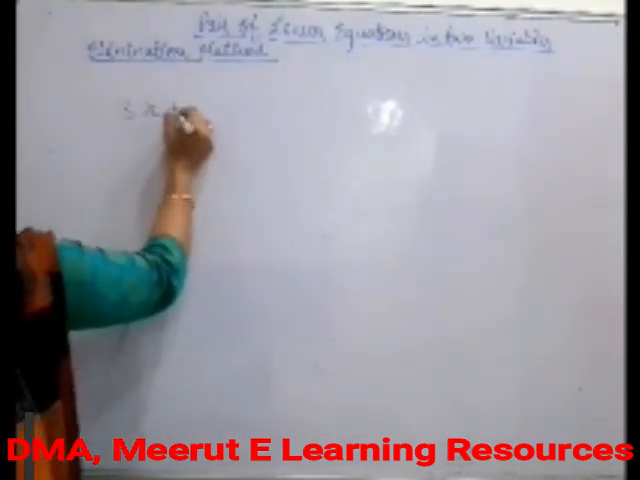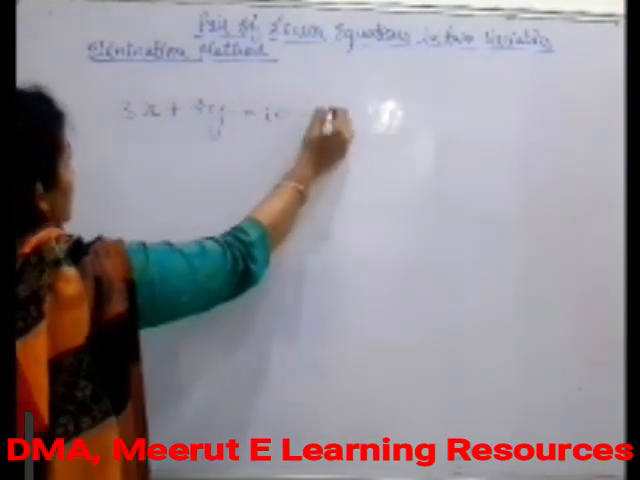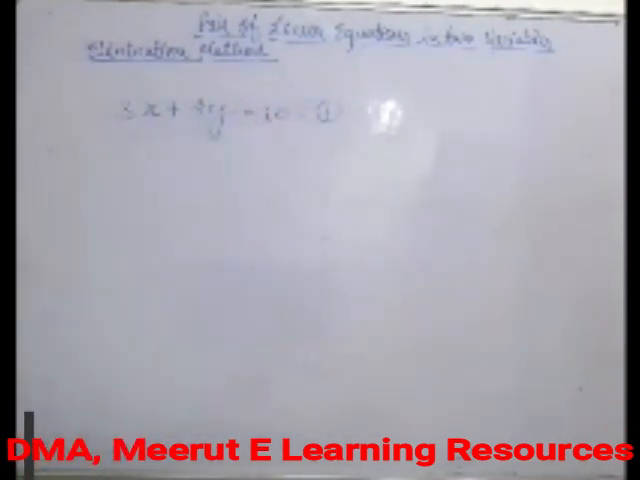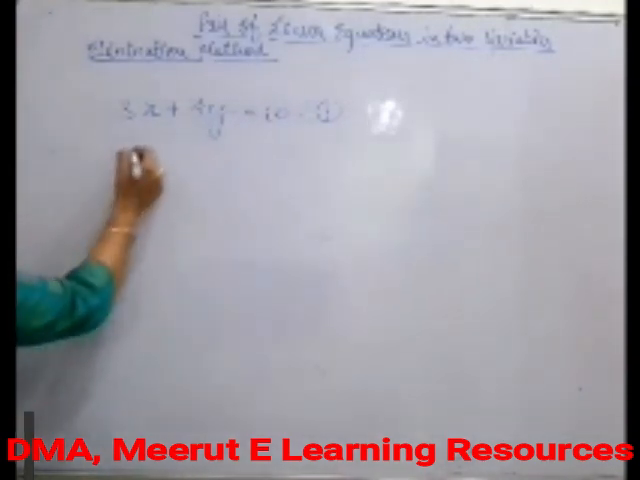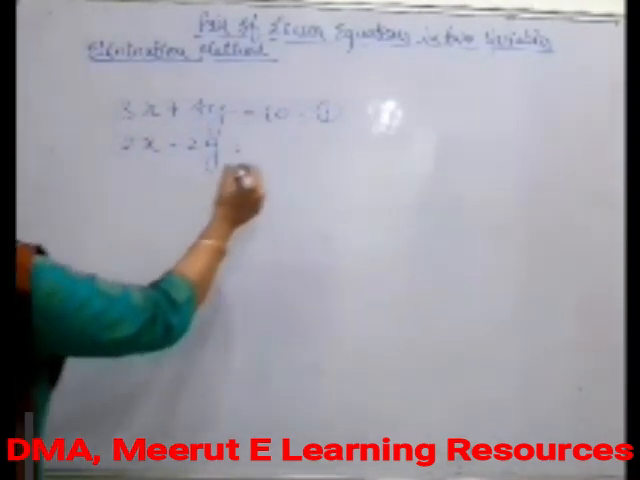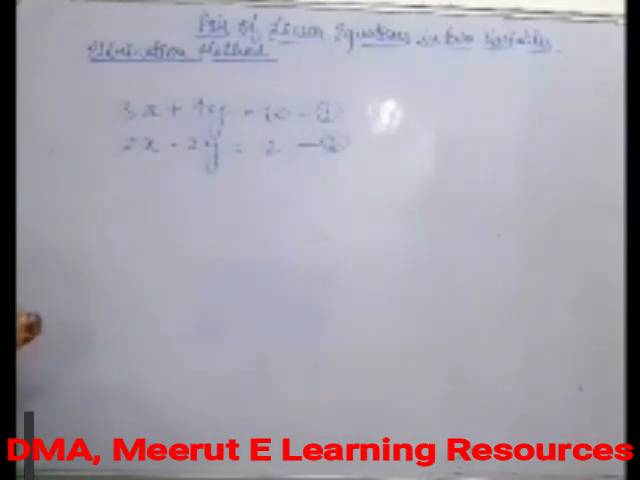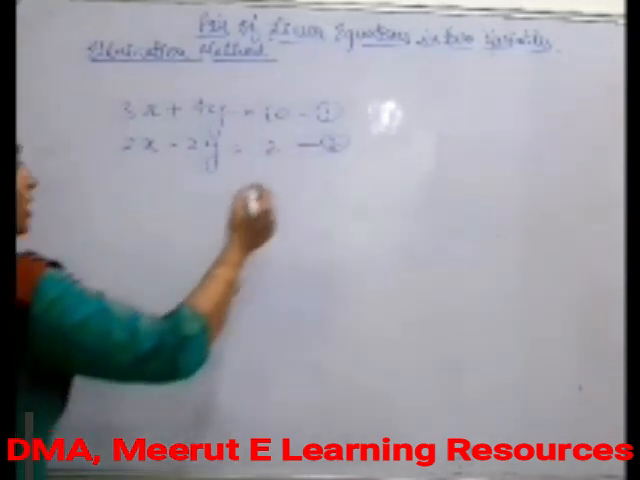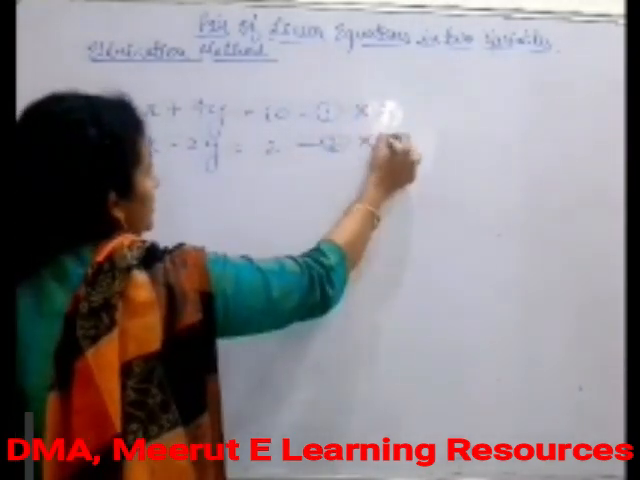So the first equation is 3x plus 4y equals 10. This is equation number 1. Then the second is 2x minus 2y equals 2. This is the second equation. Now I can see that you can eliminate x or y, that is your choice. Suppose I want to eliminate x again, then here it is 3, here it is 2. So I have to make them equal. The LCM of 3 and 2 will be 6. So I will multiply the first equation by 2 and the second equation by 3.